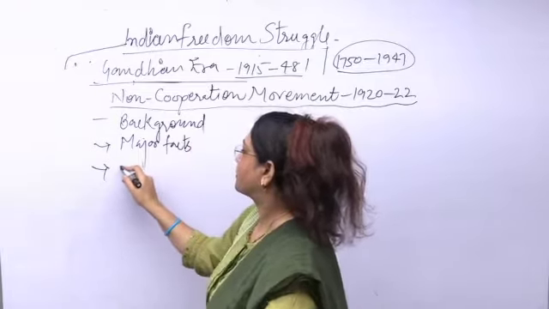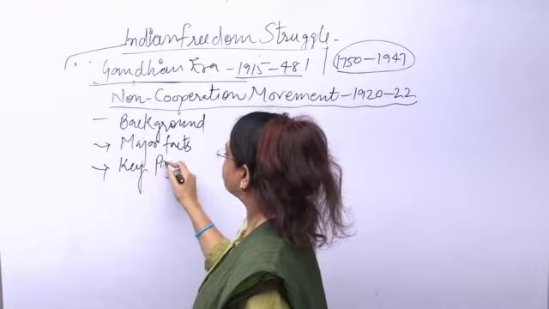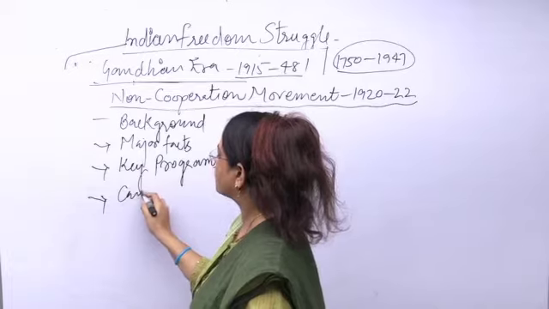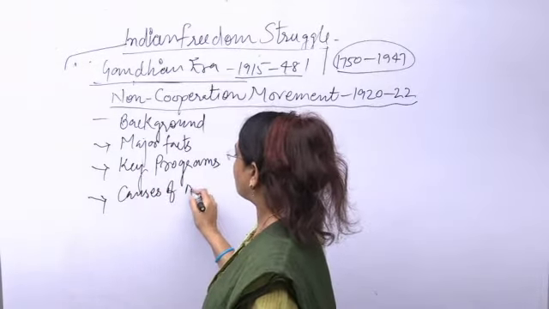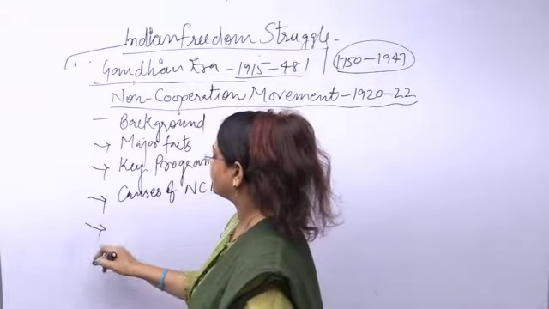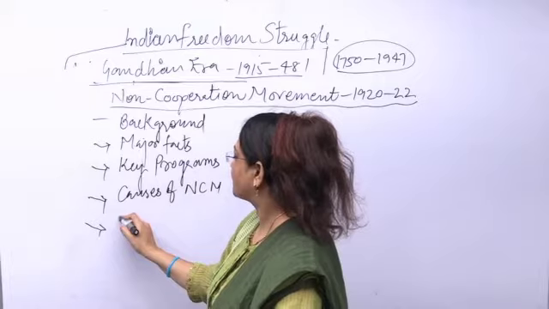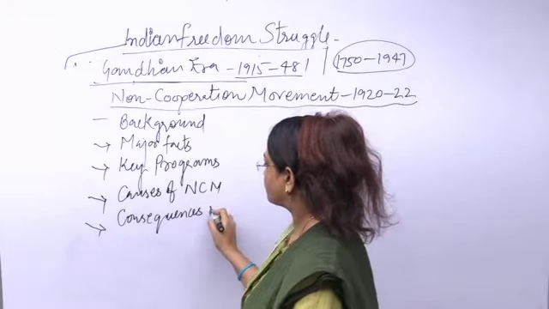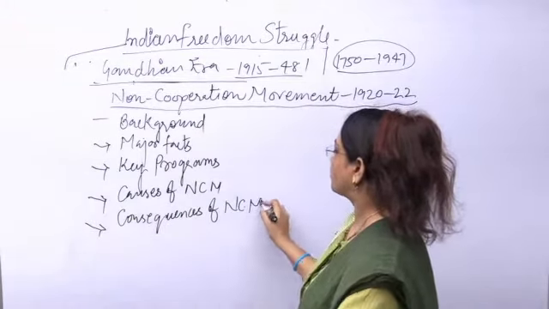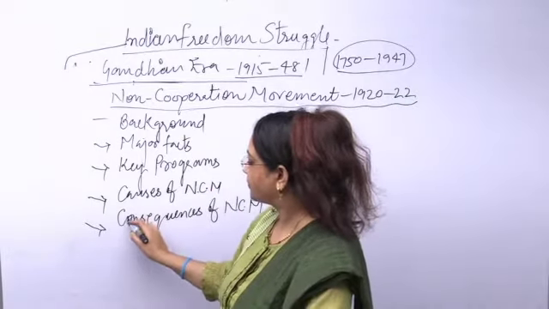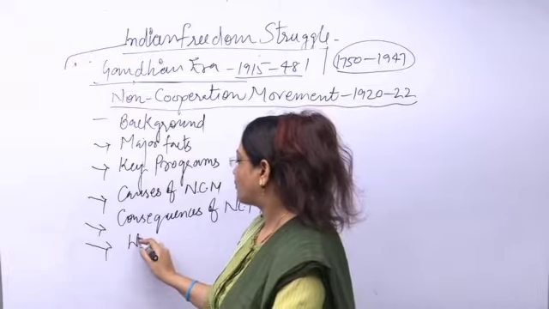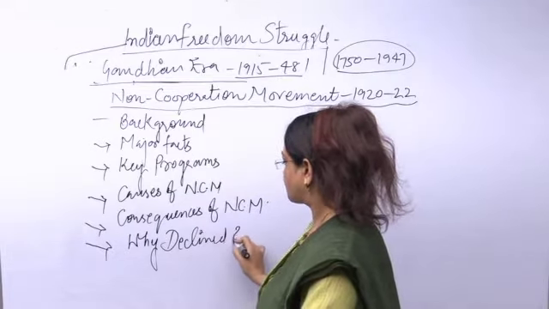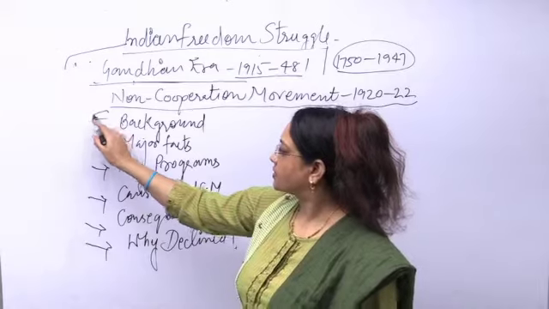Next, key programs. Next, causes of the non-cooperation movement. Next, consequences. NCM stands for non-cooperation movement, right? Why declined? So these are six things.